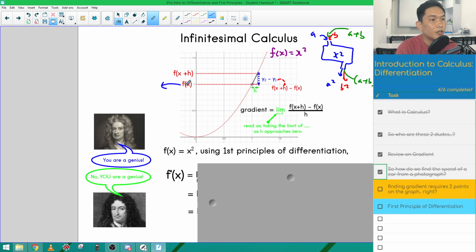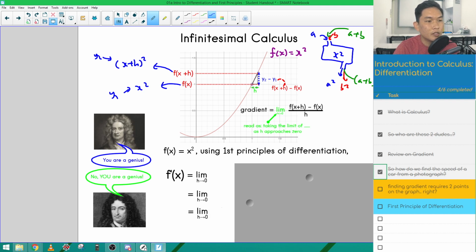So let's look at what happens if you put x into the machine. You get x squared, isn't it? If you put x plus h into the machine, what do you get? You get x plus h whole thing squared. So that is our y2. This is our y1.